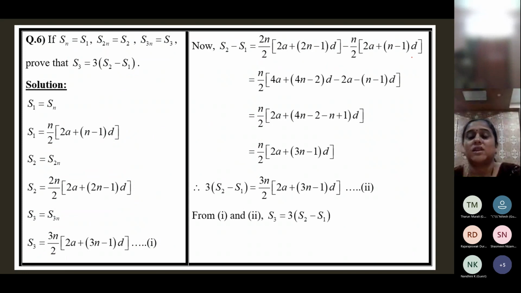Minus S1. Now you can see n by 2 is common. You can't cancel 2, children. You cannot cancel. They are not on either side. On the same side, we have 2. So n by 2 is common. Bring it out.